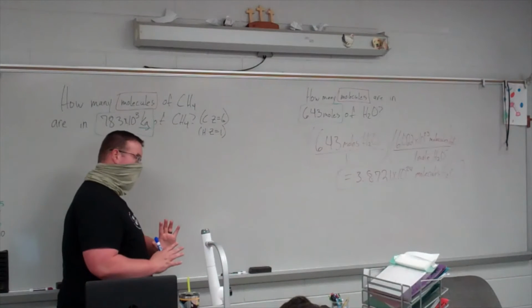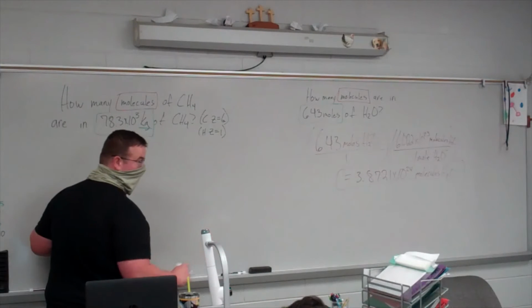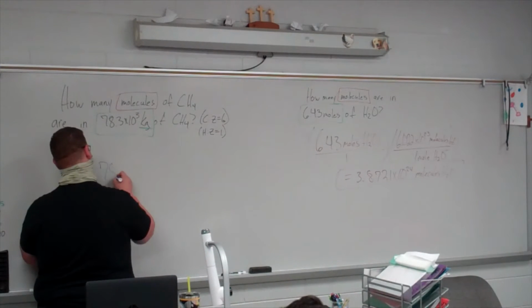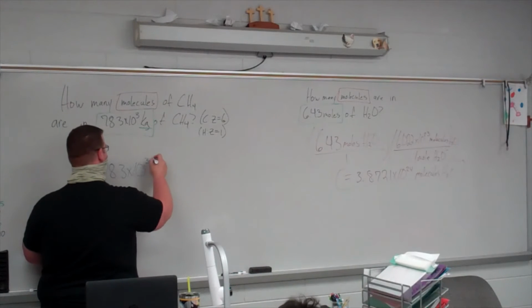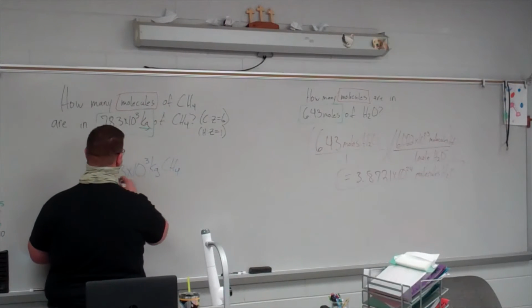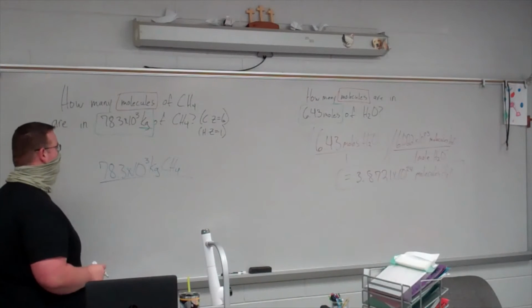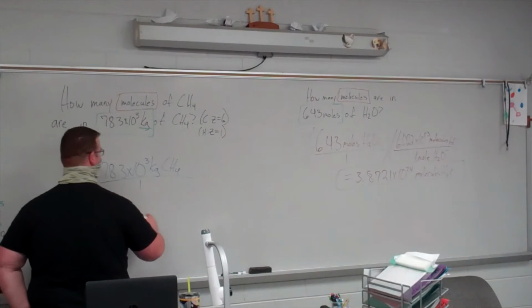Okay. Let's do this. Let's write the number down. So 78.3 times 10 to the third power kilograms of methane. Set it over 1.